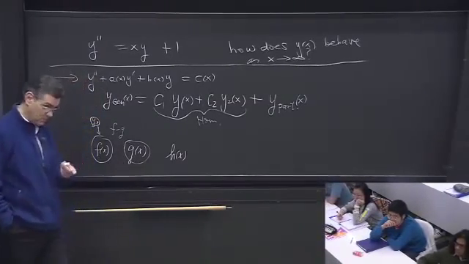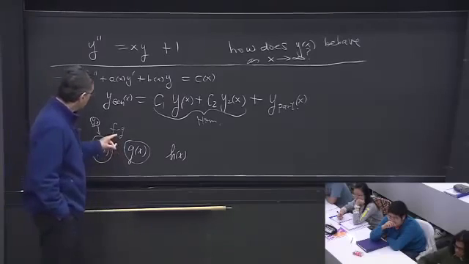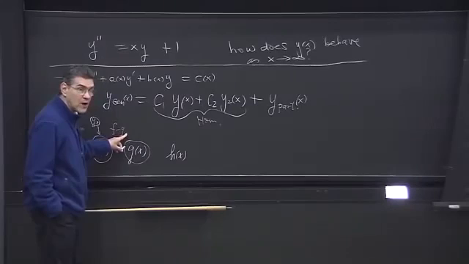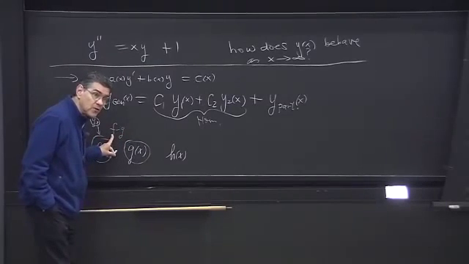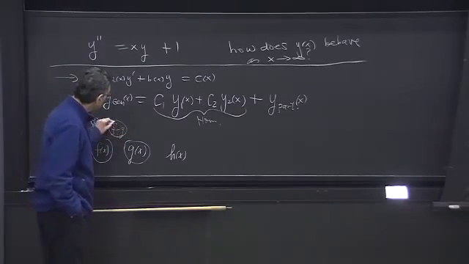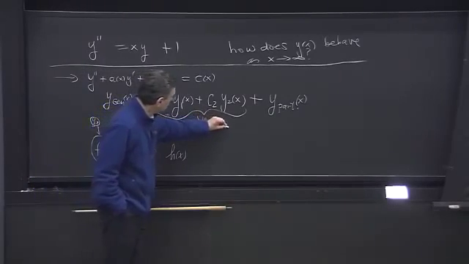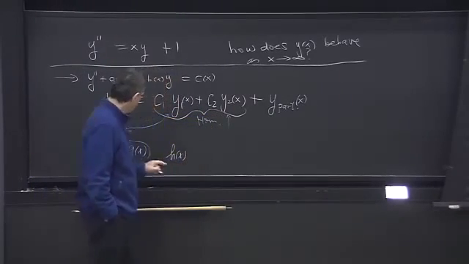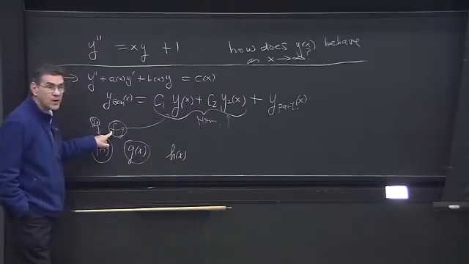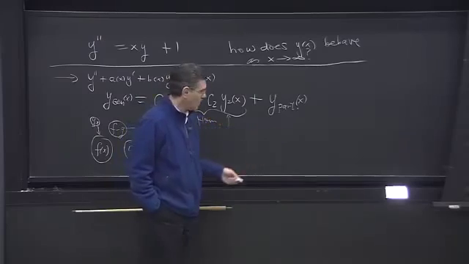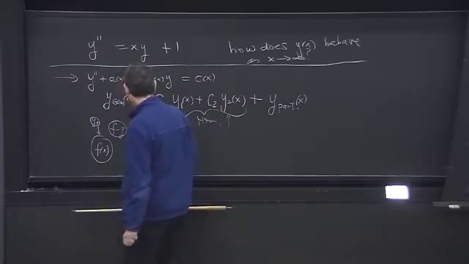You can also do, if you want to be fancy, but you can do reduction of order and find the other solution to the homogeneous equation. So this is one solution, that would be y1. Reduction of order would give you y2, and now you can add on f, and that will be the full solution. Okay?